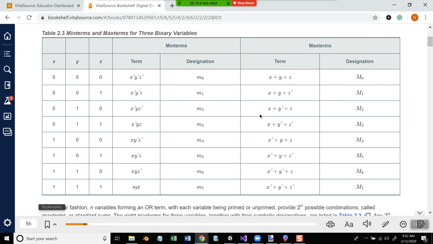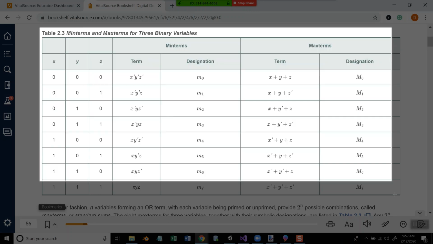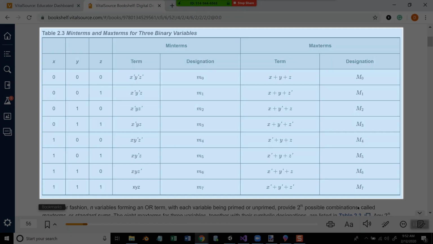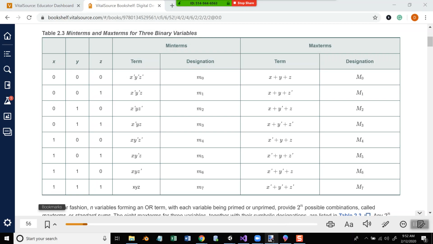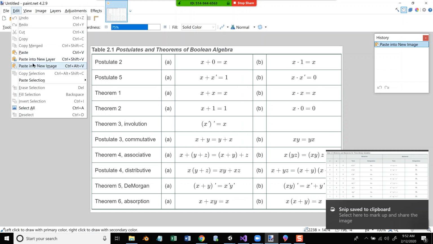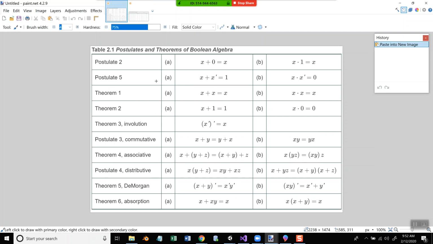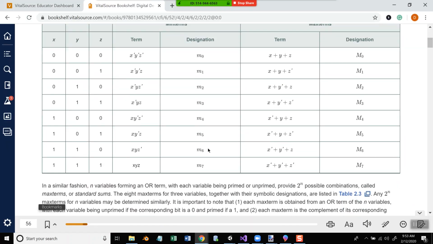Now, just in case I need this table in problems, I'm going to copy this and make it a little bit easier so I don't have to keep flipping back in that ebook, and paste in the image. There we go.